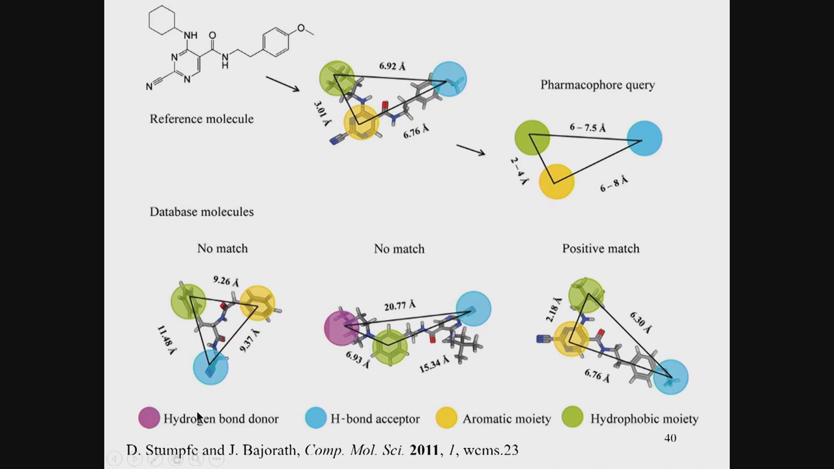We look at this molecule. Well, it's got the same features. It's got a green one, a yellow one, a blue one, but the distances are all wrong, so we'll throw it away. We look at this one, the distances are wrong, and it's got the wrong features. We're going to throw this one away. But here, we look at this molecule. It's got the distances, it's got the features, and this is a potential molecule that might lead us to a competitive molecule in this space.